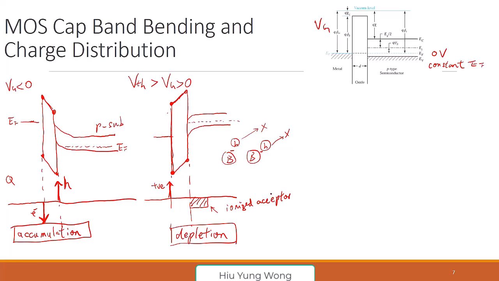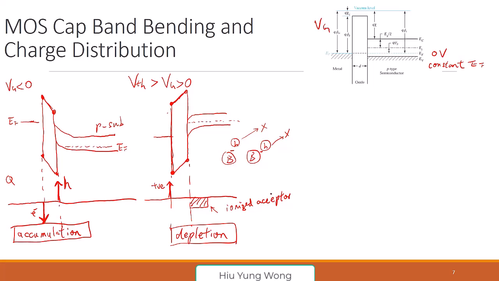Okay. Are they mobile? Can they move? Can this ionized acceptor move? Can the boron move in your device? No, they are atoms. They cannot move. So we have charge, a lot of charge, but they cannot move. So they cannot contribute to any electric current.